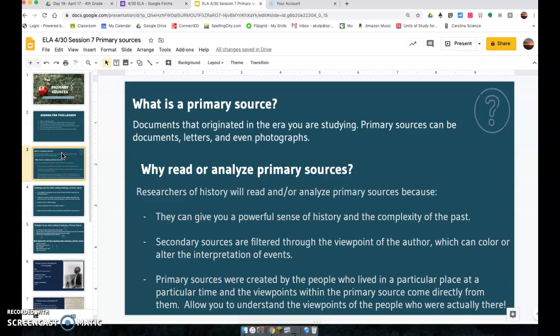Well, researchers of history will read and analyze primary sources because they can give you a powerful sense of history and the complexity of the past. Secondary sources are often filtered through the viewpoint of the author, which can color or alter the interpretation of events. And I think one of the biggest reasons is primary sources were created by the people who lived in a particular place at a particular time. The viewpoints within the primary source come directly from them. Basically, they allow you to understand the viewpoints of the people who were actually there. So you're able to understand what happened, the event, and that time period from someone who lived it. It's more of an original resource, if you think about that.